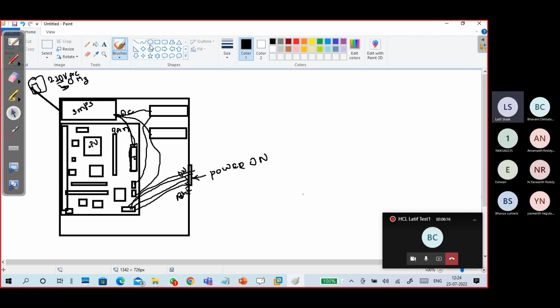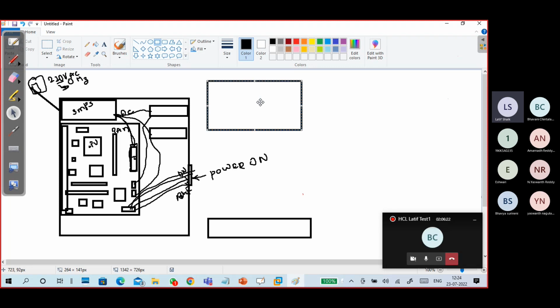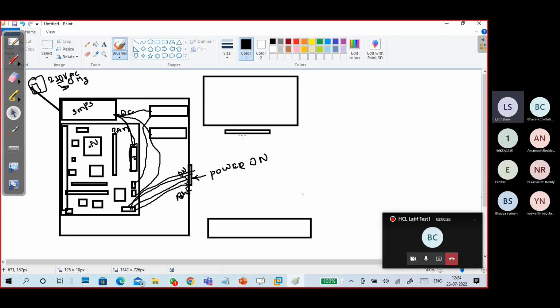Okay. I forgot to draw a keyboard and mouse and also the monitor, because a lot of troubleshooting things are there. Very last time only I talked about troubleshooting, guys, in a previous batch and your batches also. So the classes continue for at least a week. Okay.